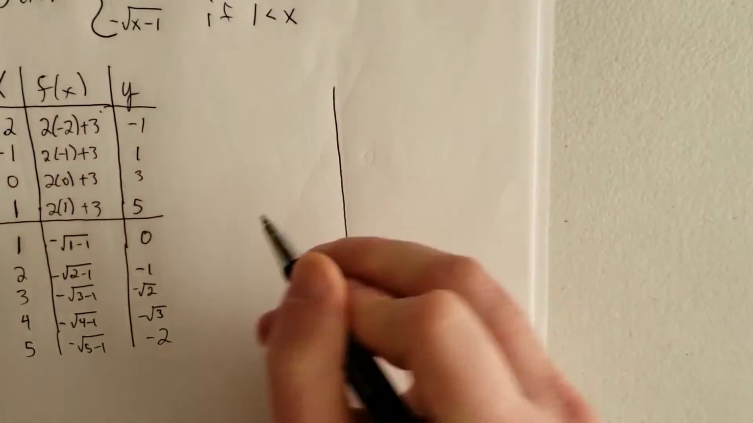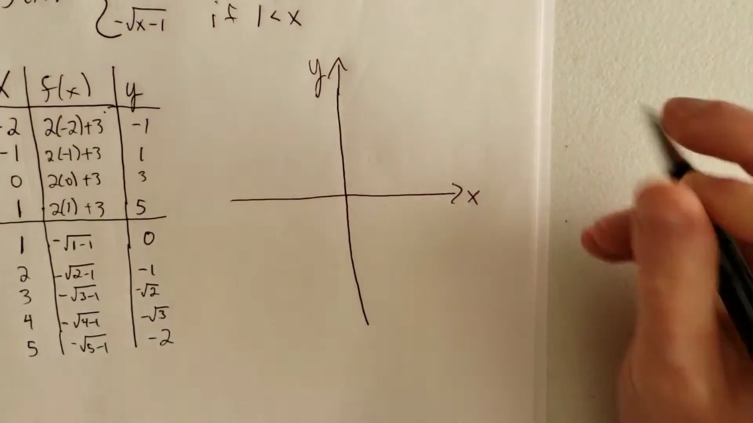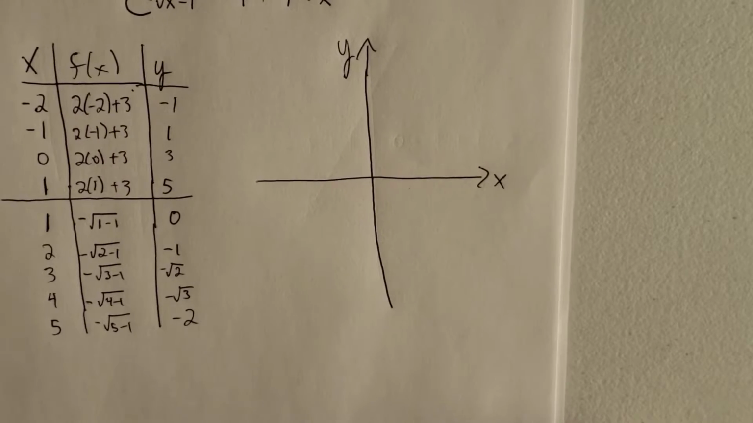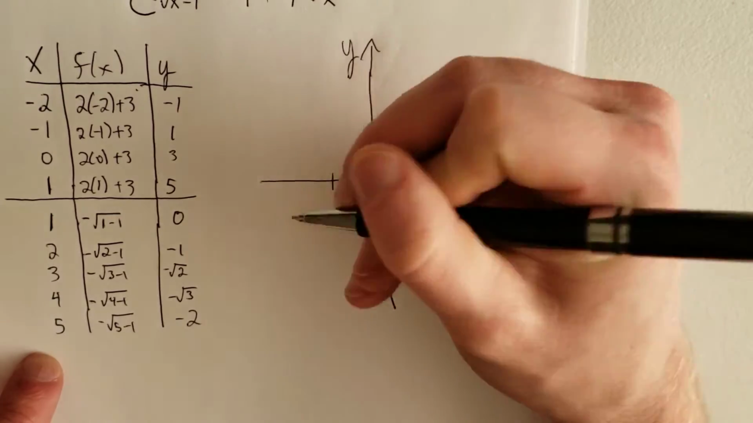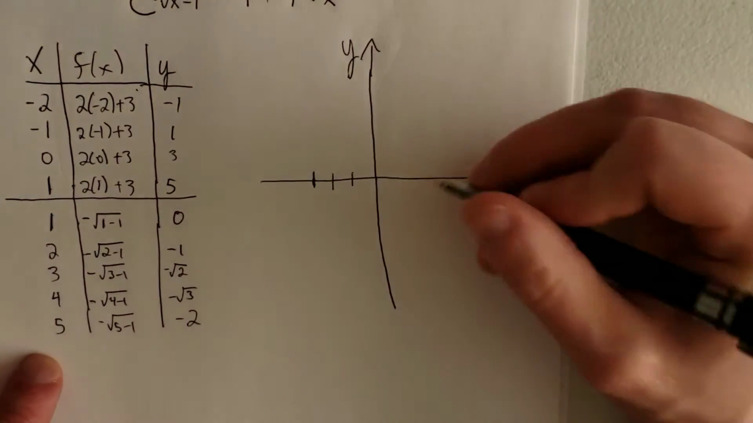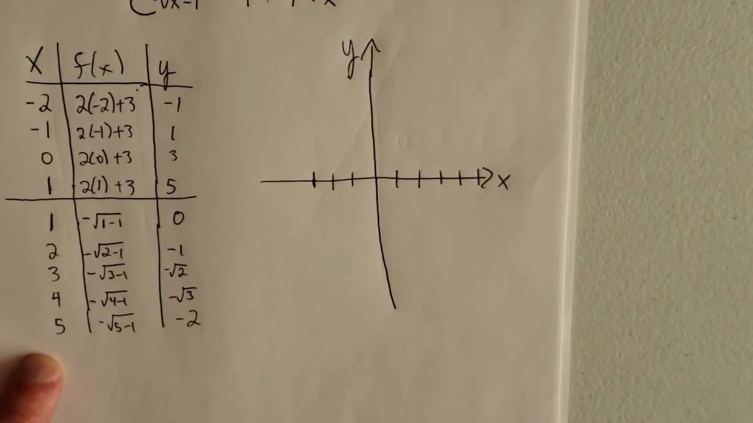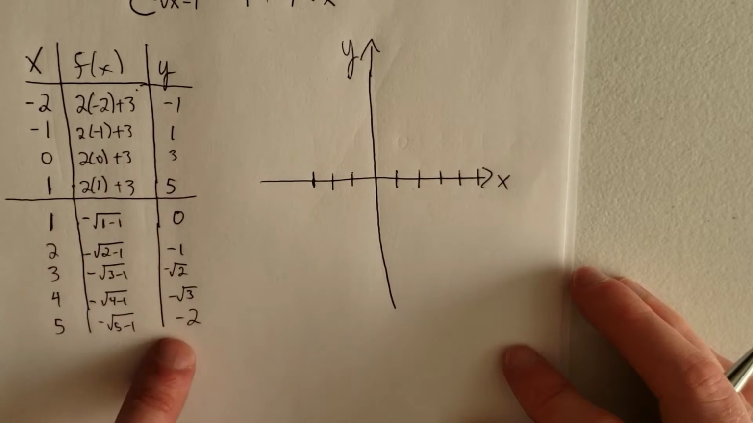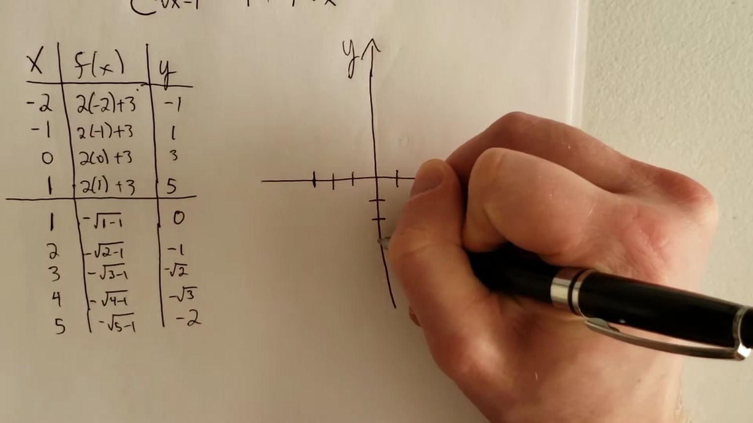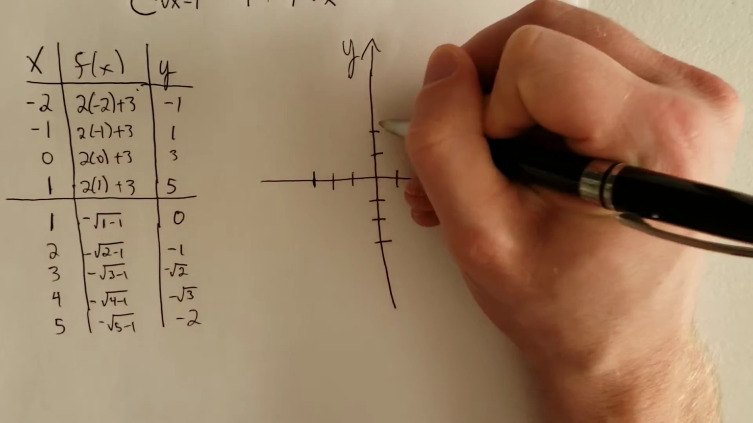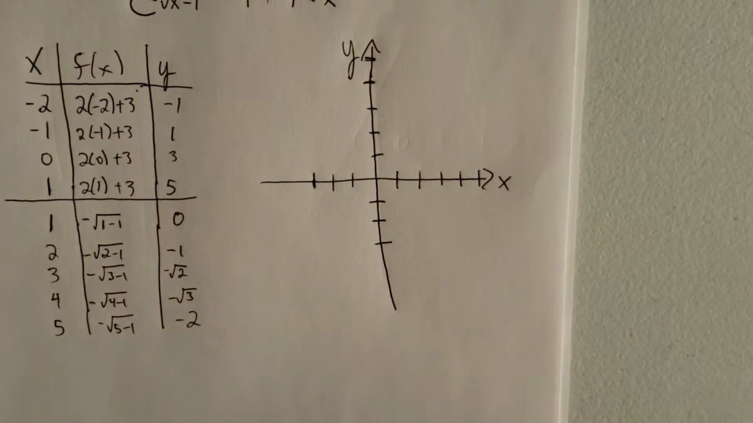So we want to draw our x and y axis. Notice our x values go from negative 2 to positive 5. I'll go ahead and draw negative 3 along the x-axis and go out to positive 5. Y values range from negative 2 all the way up to positive 5. So, again, maybe I'll go down 3, but then up 5. So we need to plot these points.